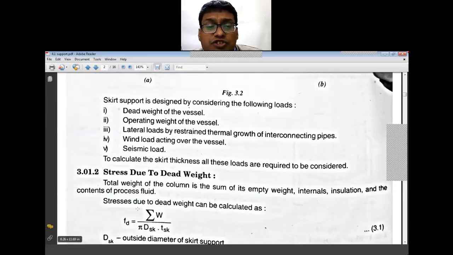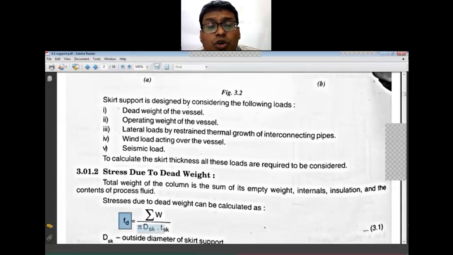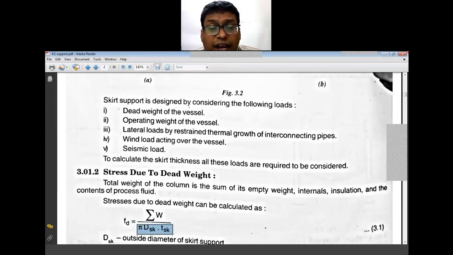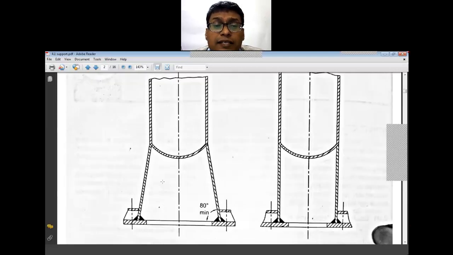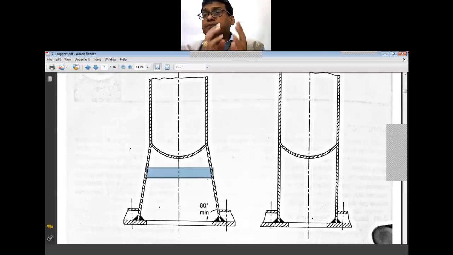So the stress is nothing but the weight per unit area. So this is the area on which the total weight is going to act. It is the total weight which is getting acted on this particular area. So which area is it in which the dead weight is acting, which area has to bear it? So that is, its pi d is nothing but your circumference, that is the pi d.